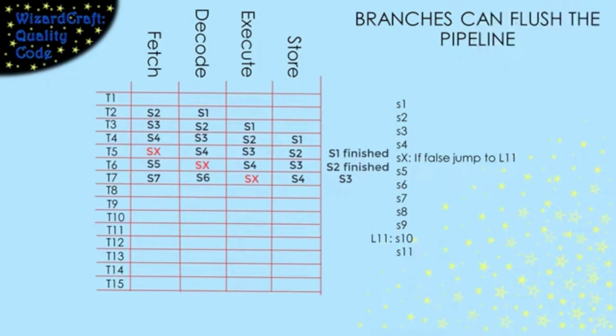Suppose the condition says that we don't take the conditional jump. Then the next statement we should execute is S5, and that's the next thing in the pipeline. So not taking the conditional jump doesn't hurt the pipeline at all.